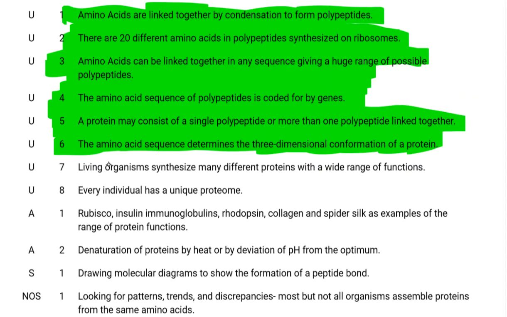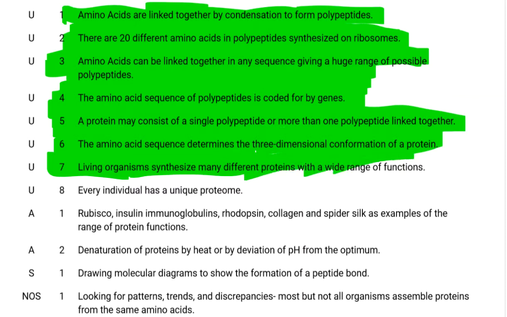Moving on to the next one: living organisms synthesize many different proteins with a wide range of functions. That's true. You just need to know there's a mnemonic for it, which I won't say, but you need to know about structural proteins, hormonal proteins, immunoglobular proteins, transport proteins, sensitivity reception proteins, and metabolic proteins and enzymes. So you need to know membrane proteins and enzymes. You can work out a mnemonic for that yourself.